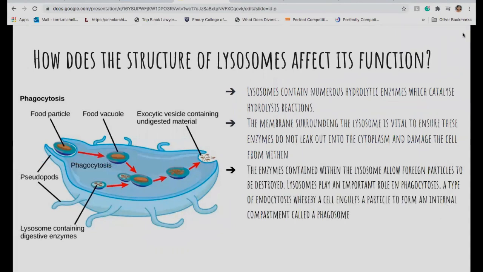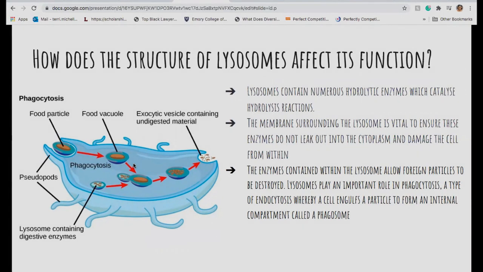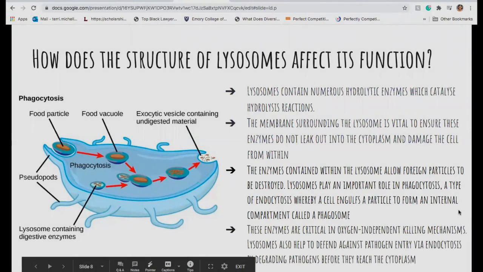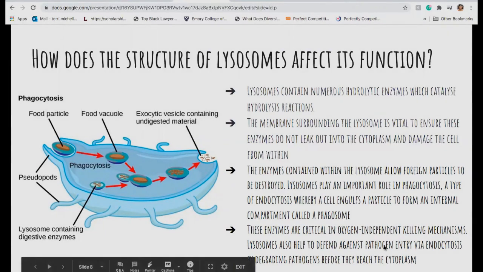The enzymes contained within the lysosome allow foreign particles to be destroyed. Lysosomes play an important role in phagocytosis, a type of endocytosis shown over here, whereby a cell engulfs a particle to form an internal compartment called a phagosome. These enzymes are critical in oxygen-independent killing mechanisms. So this is how it works when you're sick, against pathogen entry.